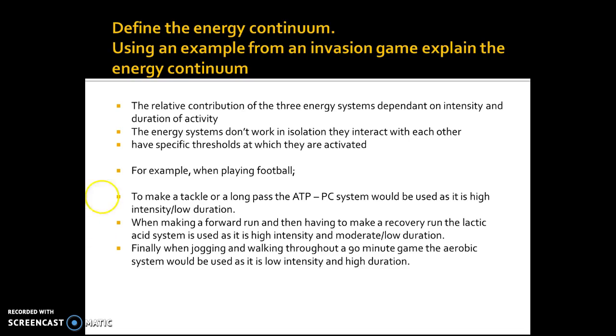So what we're looking for then: the ATP-PC system, you would have an example like a tackle or a long pass or a shot, something that's explosive because it is high intensity, low duration.